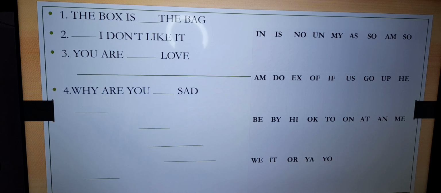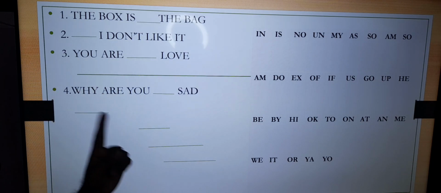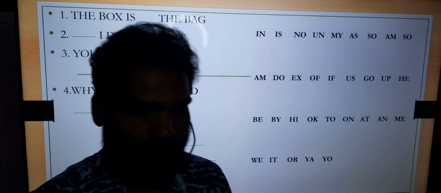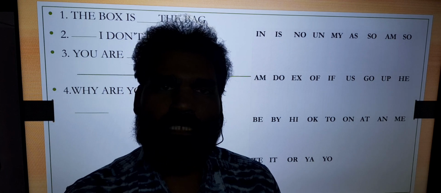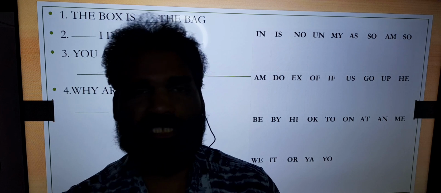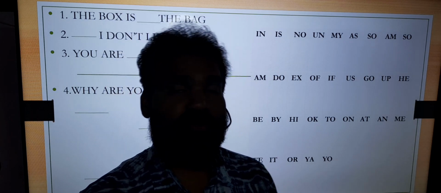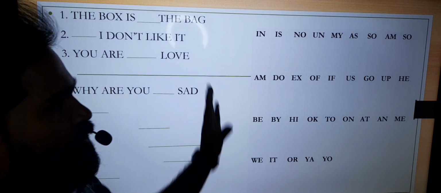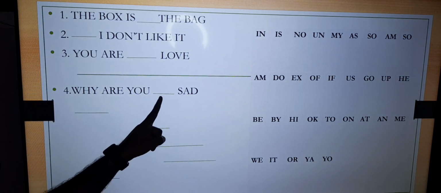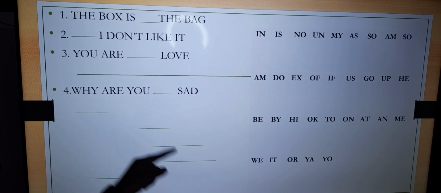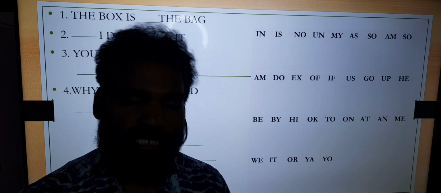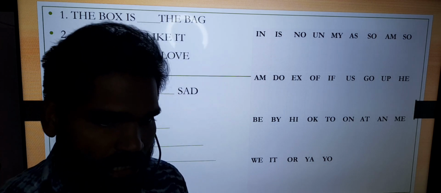Let's move on to the next one. Why are you dash sad? See, somebody is sad, sometimes more sad or less sad or very much sad. So instead of saying those big words like "very much", we can use a two-lettered word. For example, if you use this word "so": why are you so sad? It's a question. When you look at somebody who is sad, you can ask them this question if you want to know the reason they are sad.